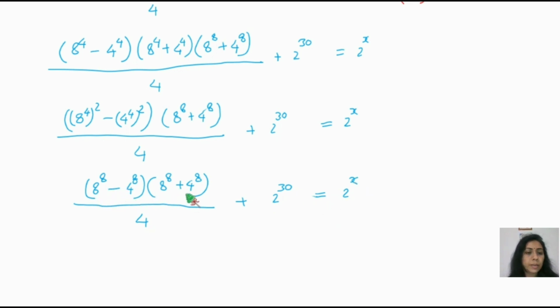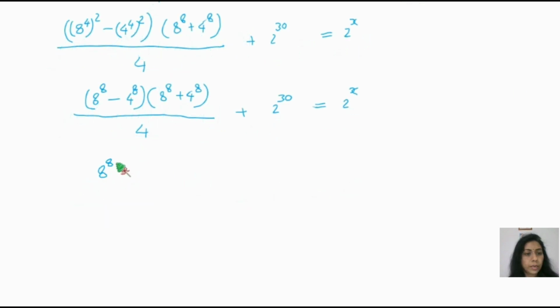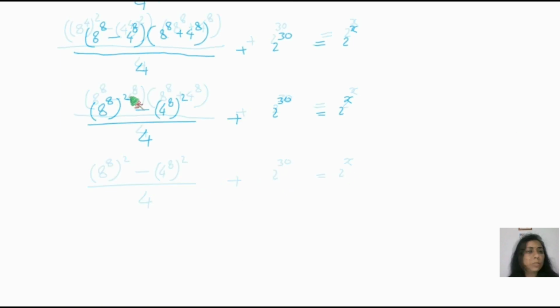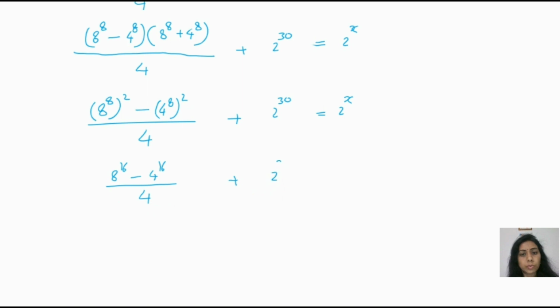Now again we apply the difference of squares formula. 8 to the power 8 square minus 4 to the power 8 square divided by 4 plus 2 to the power 30 equal to 2 to the power x. Power to the power, here multiply 8 times 2 is 16, minus 8 times 2, 16, divided by 4 plus 2 to the power 30 equal 2 to the power x.